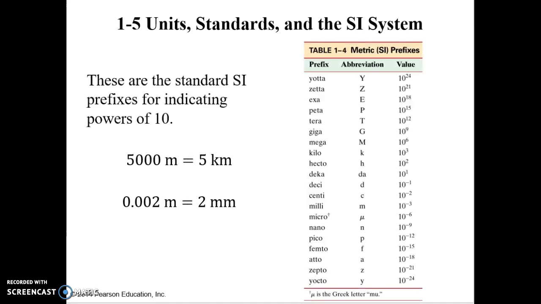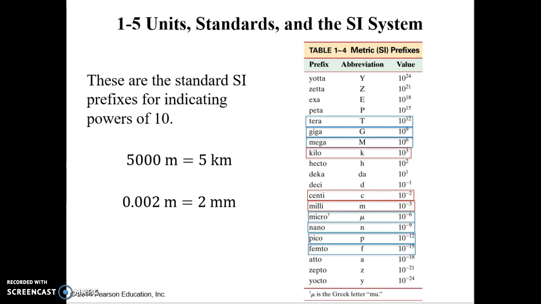For really large or small numbers, it would be easier to add prefixes, like K for kilo. For example, it's easier to say 5 kilometers than 5,000 meters, or 2 millimeters instead of 0.002 meters. Common prefixes we'll use in this course are kilo, centi, and milli.